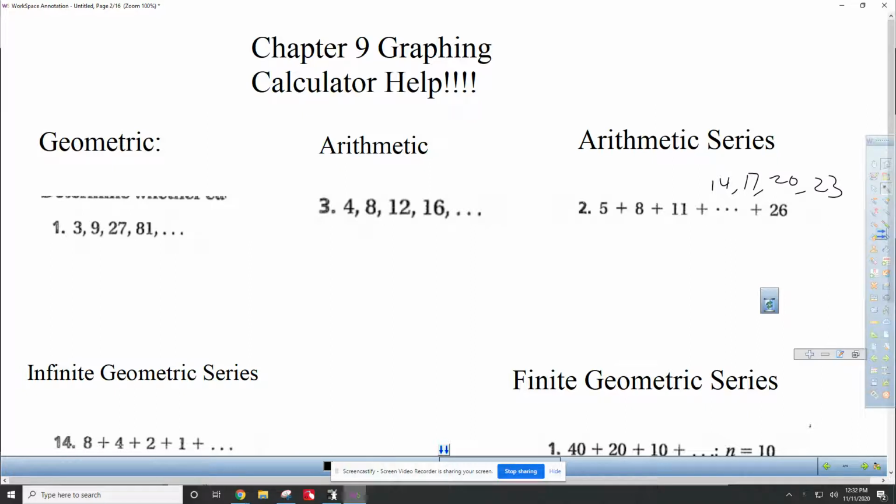First, we learned about geometric sequences, which is when we multiply by a common difference. And then we have arithmetic, when we added by a common difference. And then we have arithmetic series, and then infinite geometric series, and then finite geometric series. So I'm going to show you guys how to use a program for all of those that I have.